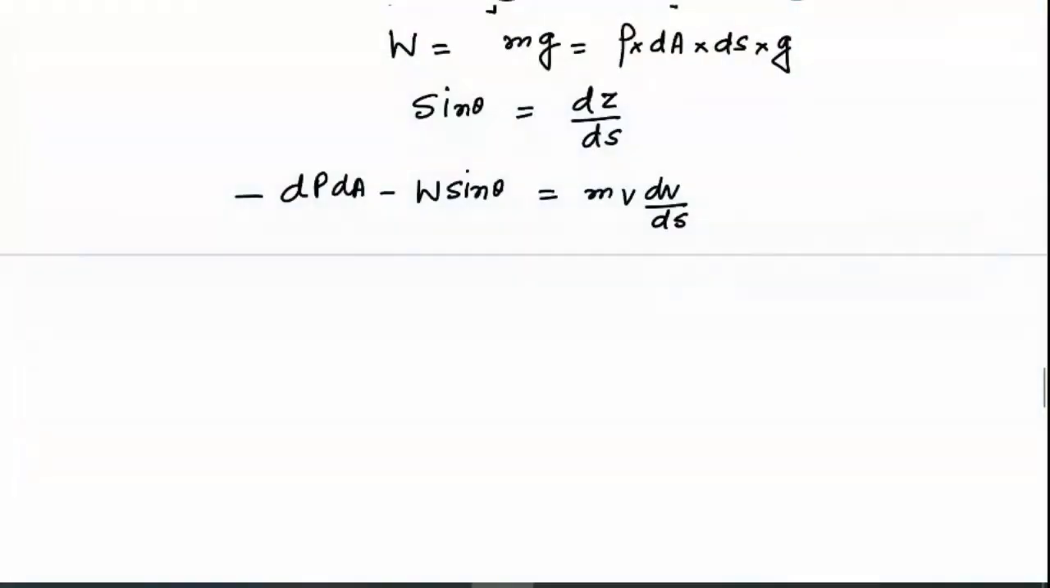Okay, Mukesh, tell me what is your expression? dp by rho plus g dz plus v into dv equals 0. Okay, good. So you will get something like this if you plug all this in. So minus dp minus rho g dz is equal to rho v times dv.